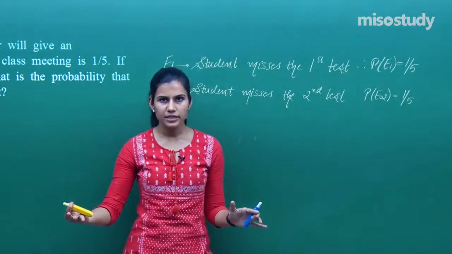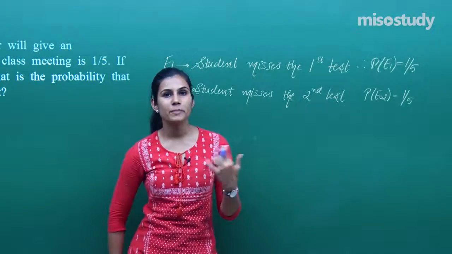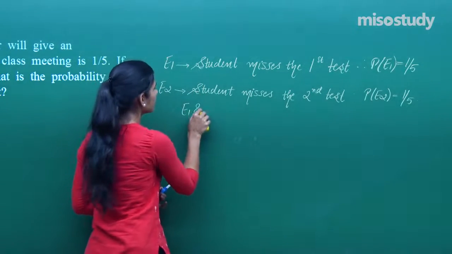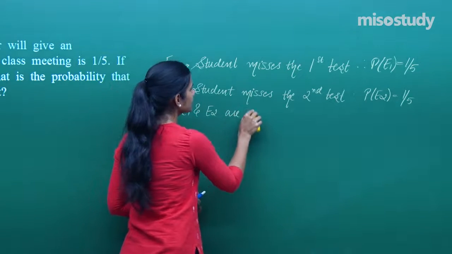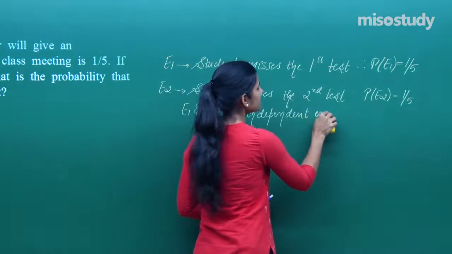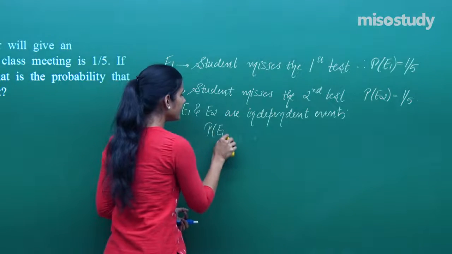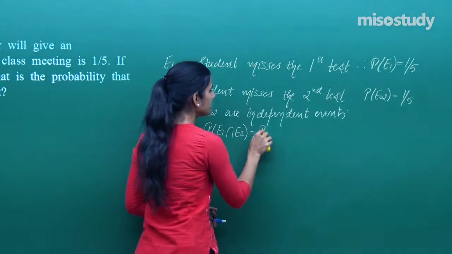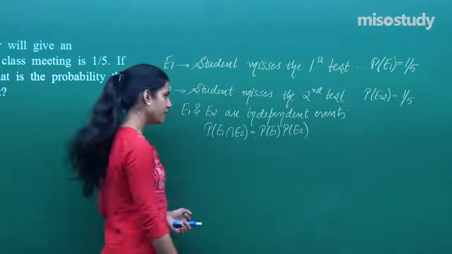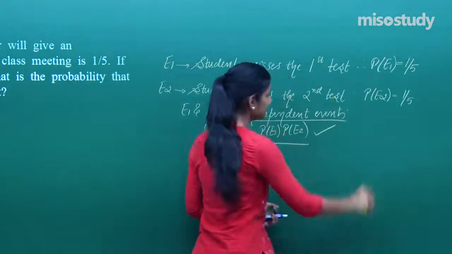If he has missed the first test on a certain day, how is that going to be affecting the probability that he's going to miss a second test or vice versa? Clearly, E1 and E2 are independent events. If that's the scenario, what is the probability of E1 intersection E2? You all know this is equal to probability of E1 into probability of E2. This is something you need to keep in mind because they are independent events.